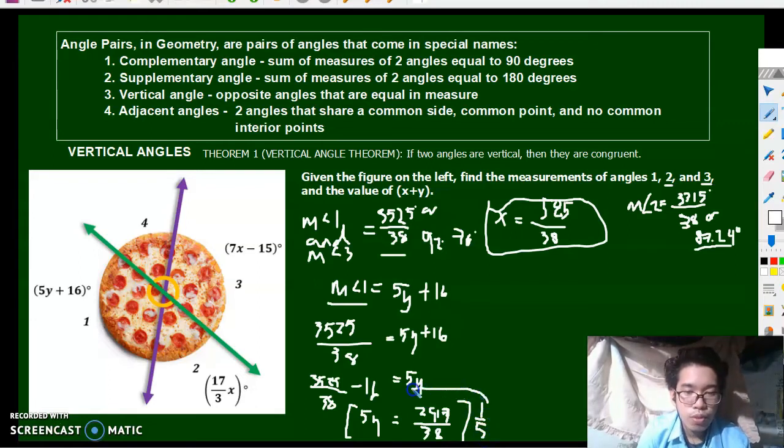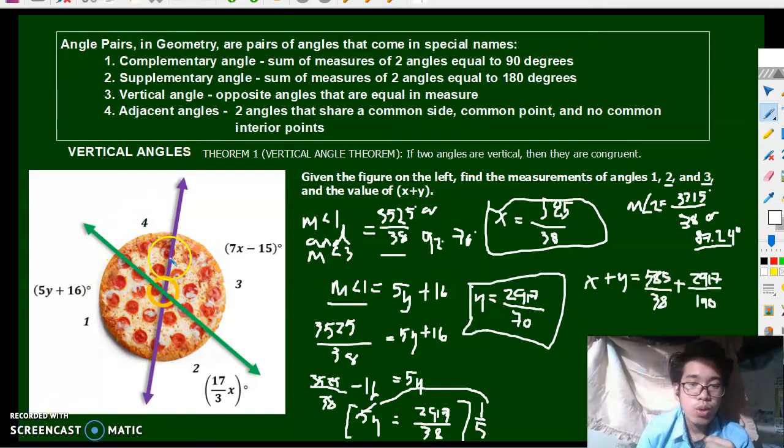If we multiply it there, the 5 is cancelled, and we multiply 1/5 times 2,917 all over 38. Your answer is going to be y is equal to 2,917 over 17. There's no need to write that as a decimal because we're only looking for the value of y. It's not an angle measurement, so that's the value.